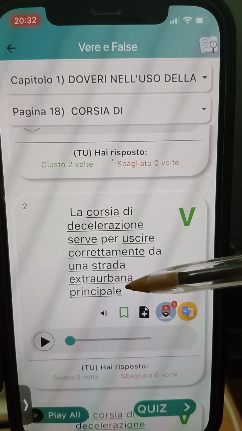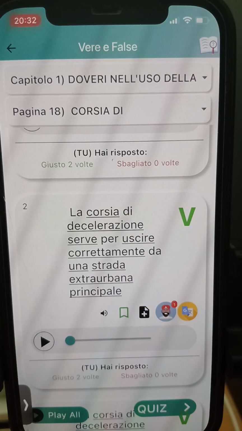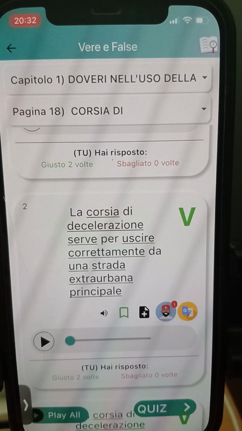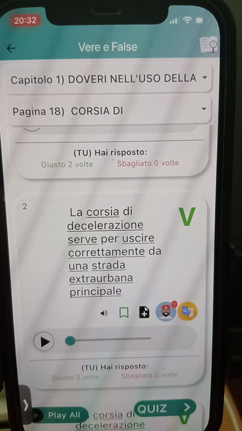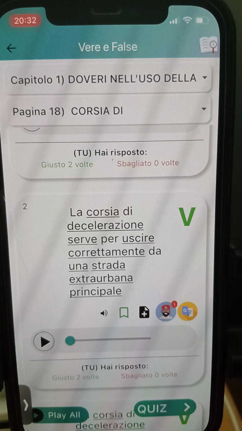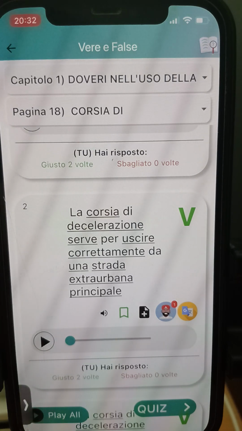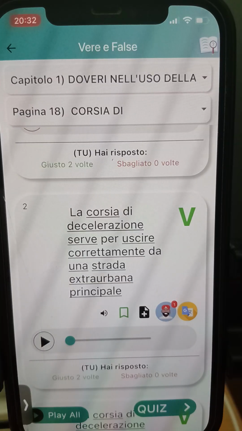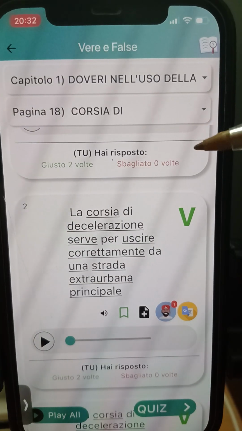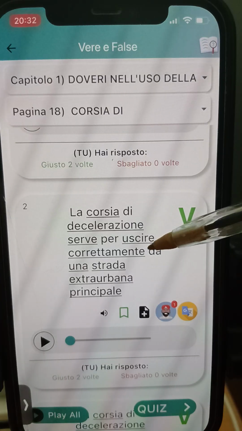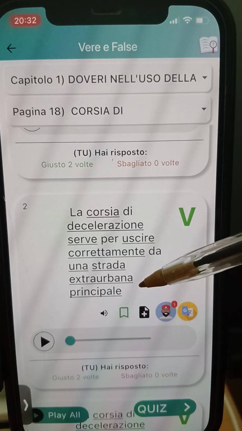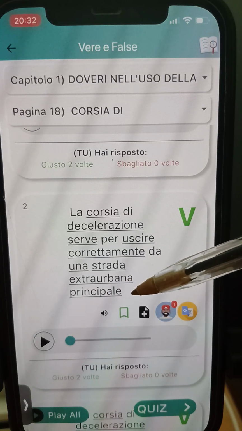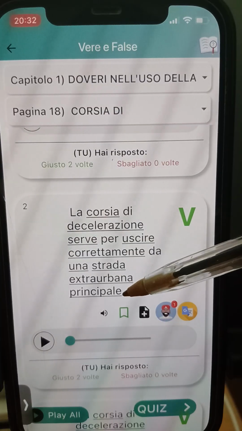From strada extraurbana principale. This corsia di accelerazione or decelerazione, you will find it in either autostrada or strada extraurbana principale. You will find it in both of them. Both now get corsia di accelerazione and decelerazione. So it is used to correctly exit the strada extraurbana principale, which is the semi-highway or the suburban road.